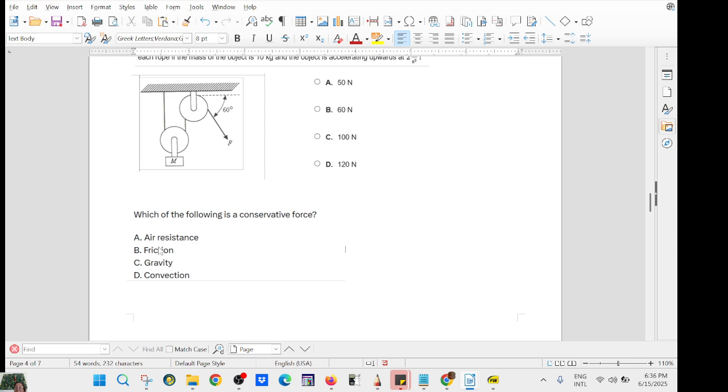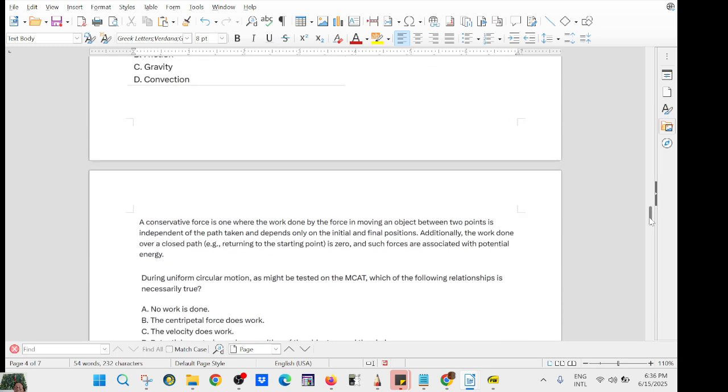So friction or anything that turns mechanical energy into heat is not a conservative force. So a conservative force means there is potential energy. Gravity is a conservative force. Okay, so you have different ways to look at it. The work done from point A to point B is independent of the path.